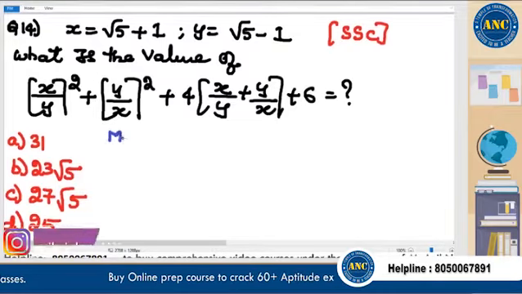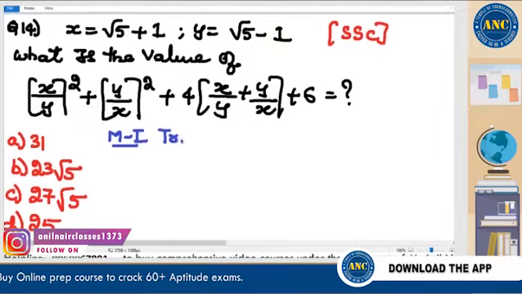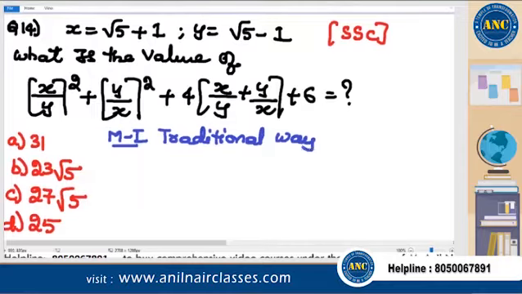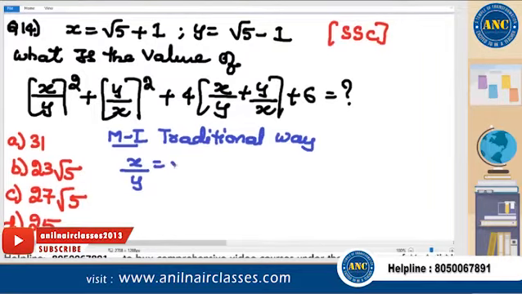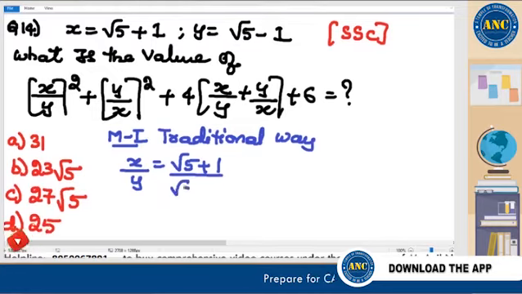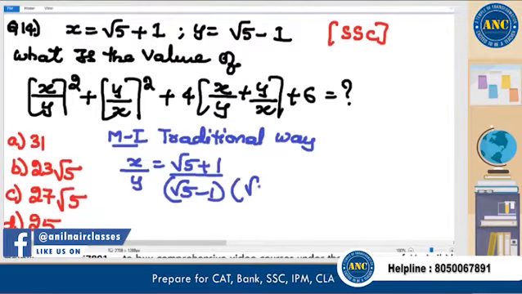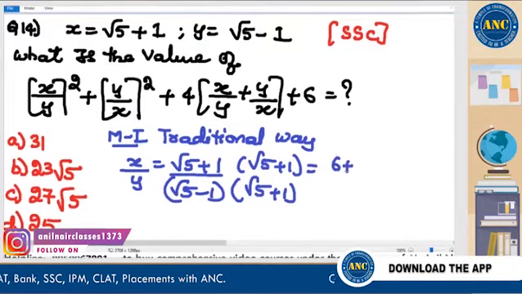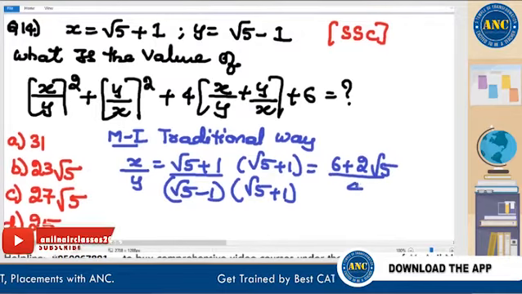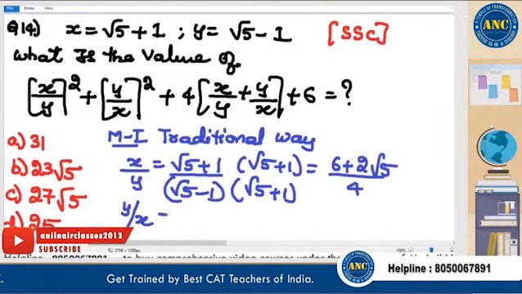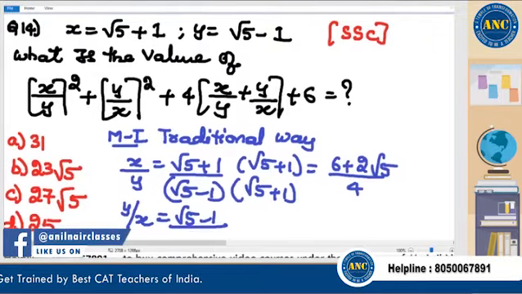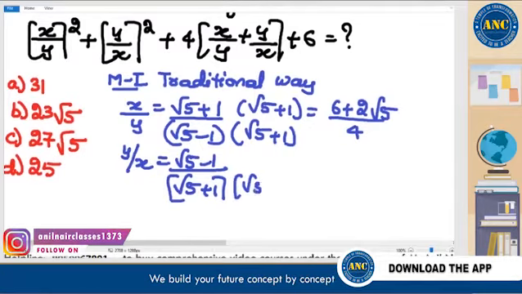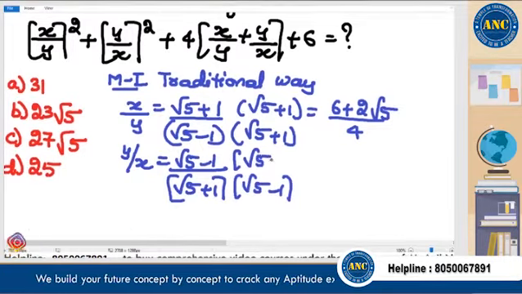How the students will solve, which is a very wrong way to do it, or probably they will get the answer, but it will take a lot of time. Traditional way: x by y, they will do root 5 plus 1 by root 5 minus 1. They will rationalize with root 5 plus 1 and root 5 plus 1, you will get 6 plus 2 root 5 by 4. Similarly, they will do y by x, root 5 minus 1 divided by root 5 plus 1 into root 5 minus 1. It will take a lot of time.